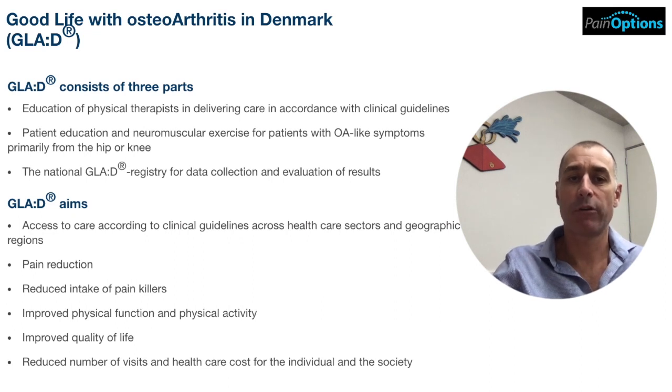So I mentioned the Denmark program, the Good Life with Osteoarthritis program. This has been running for a number of years with some positive research results in Denmark. There's education of physios to deliver clinical guideline-based care. Then the patients get education in neuromuscular exercise, and then they collect and analyse the data. So it's a national program around implementing a consistent program and checking that it's been effective. The aims: give access to guideline-based care across all health sectors and geographies, reduce pain, reduce medication use, improve function and quality of life, and reduce other healthcare costs associated with that condition.